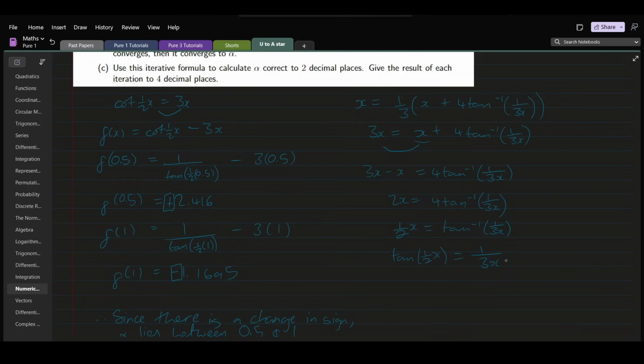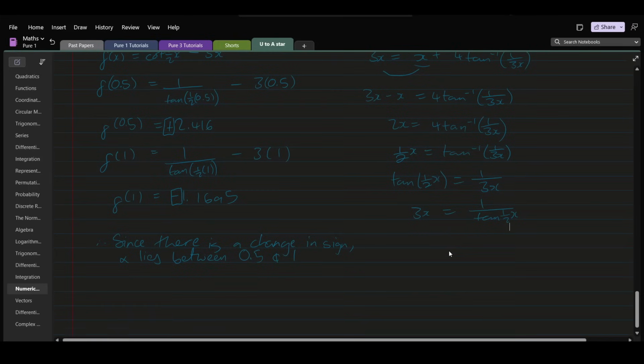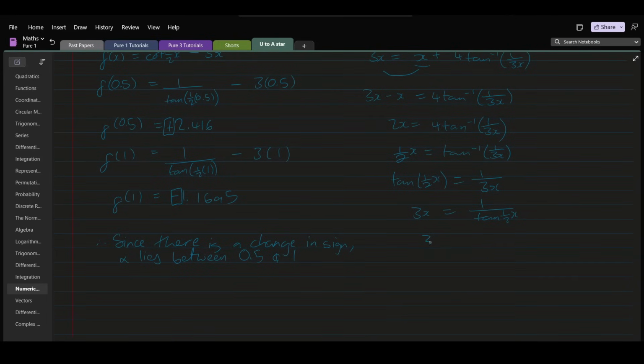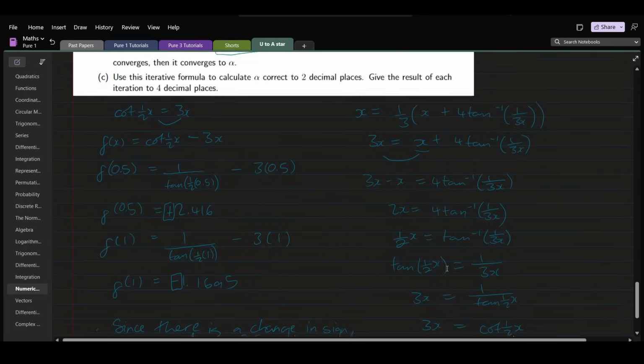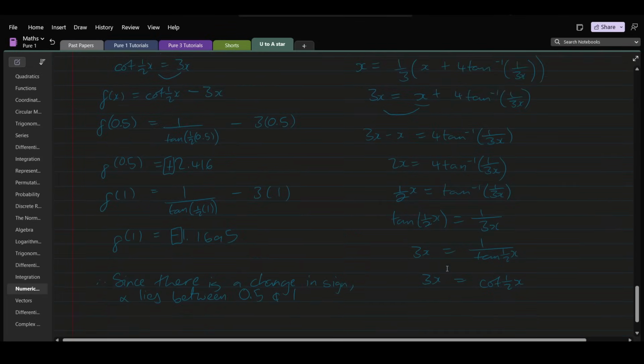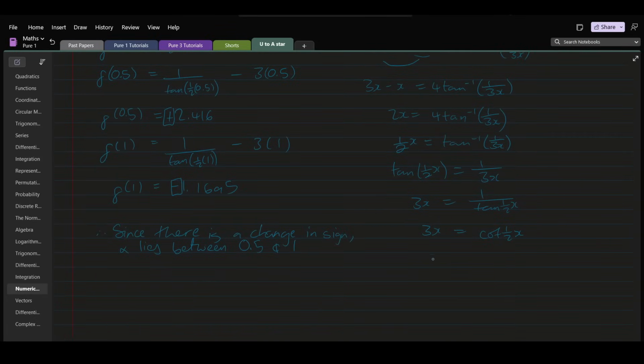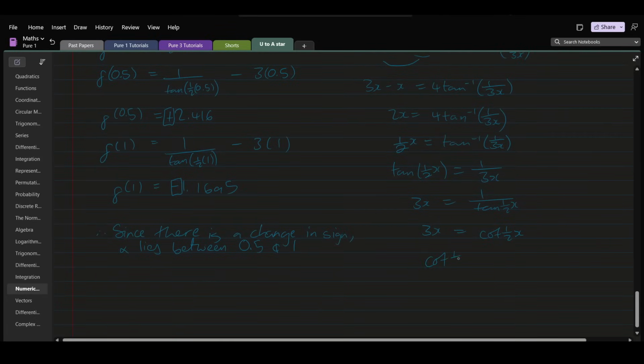And then if we move this 3x to the left hand side, this becomes 3x is equal to 1 over tan of a half x. And this simplifies to give us 3x is equal to 1 over tan half x, which is the same as cot half x. What are we trying to prove? We are trying to prove that cot half x is equal to 3x. So let's just write in that order. Cot half x is equal to 3x.